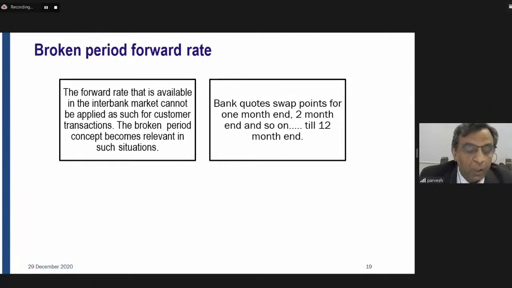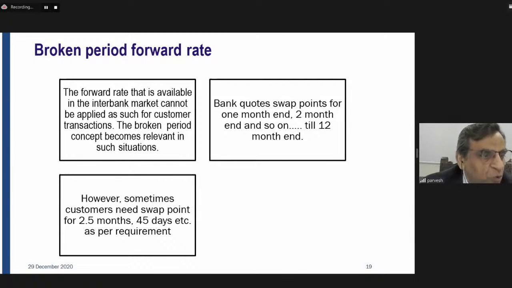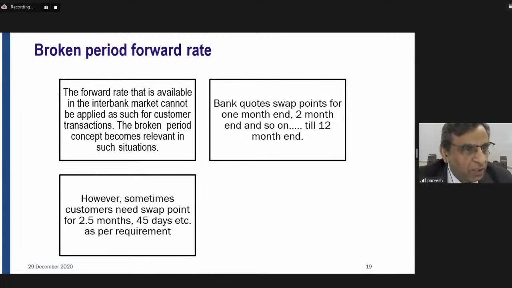But normally, when we require dollars, we can require them on any date. We may require them on, say, 5th of January 2021 or 22nd of February. Since the rates are always at the month end, how do we arrive at those rates? Sometimes the customer needs swap points for 2.5 months. Suppose I have to make a payment 2.5 months from now. I need the quote for that particular day, or 45 days. Since the interbank rates are always monthly quotes, how do we arrive at it?